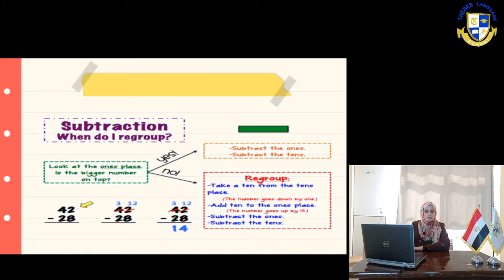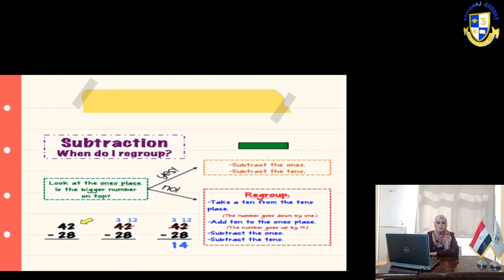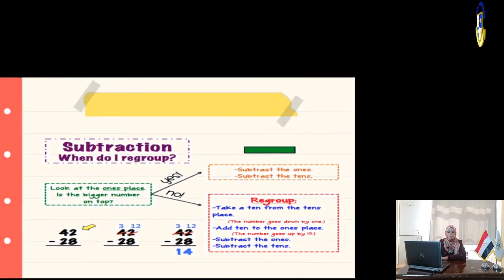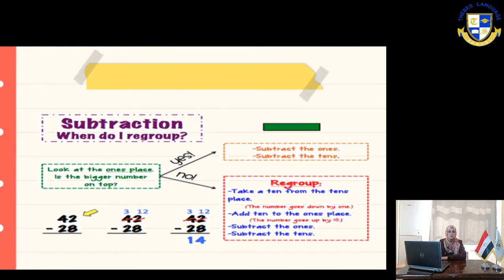2 is smaller than 8, so you have to borrow 1 from the 4 to make it 3. So the tens will be 3, and the ones, instead of 2, will be 12. So 12 minus 8 can be done because 12 is greater than 8. 12 minus 8 equals 4. Go for the tens. It's not 4 minus 2, it's 3 minus 2, which is 1, so the answer is 14. So you did regrouping because 2 is smaller than 8.